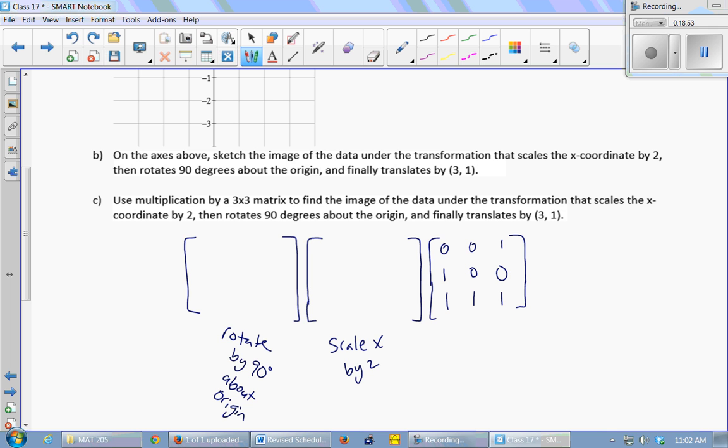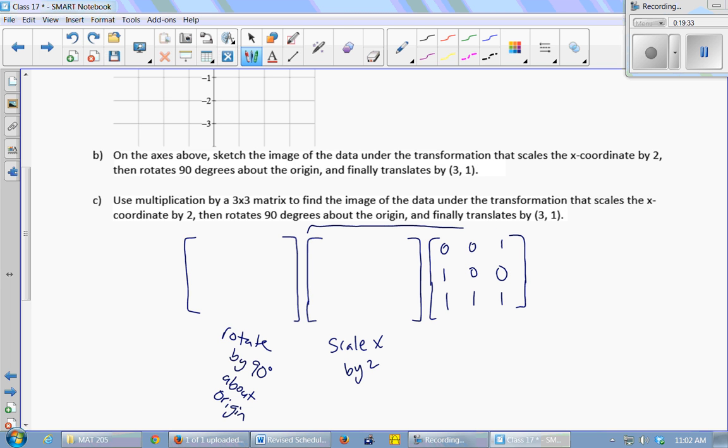So these are the points, right? So the first transformation is to scale x by 2. And the way you do a matrix transformation is you multiply on the left, right? So I have to put my matrix that will scale x by 2 closest to my matrix of points so that that happens first. And then the next transformation is the rotation. So I put that on the other side of the scale x by 2, put it on the left.